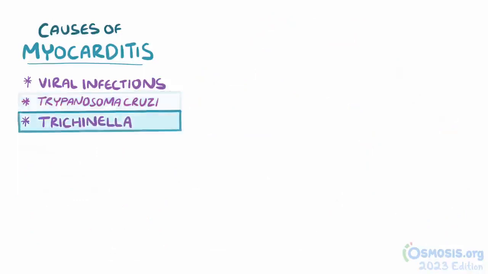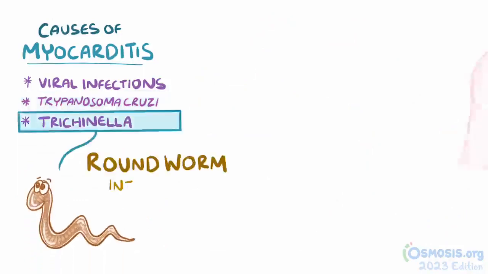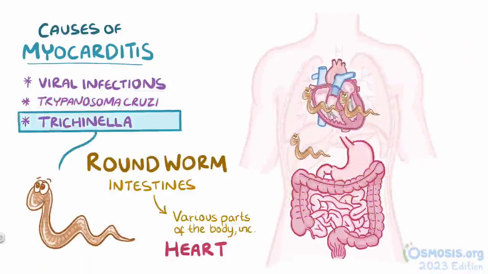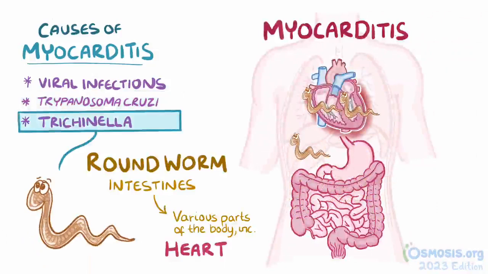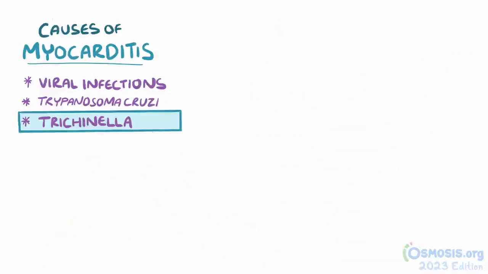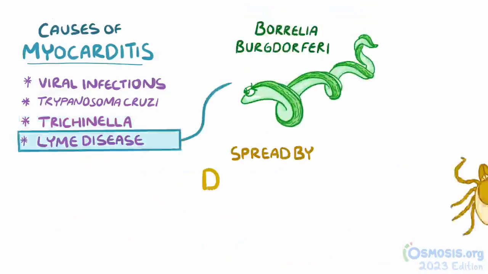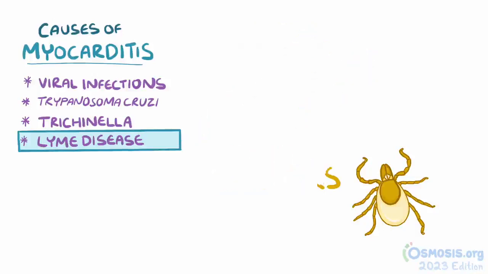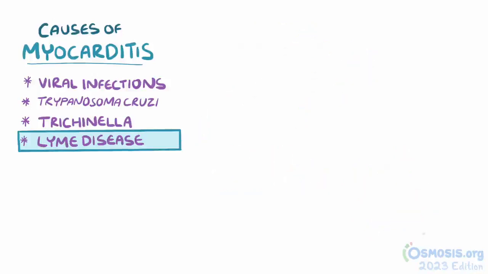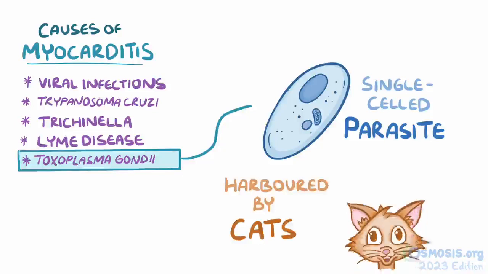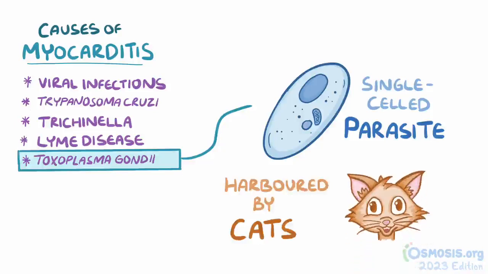There's also Trichinella, a roundworm that moves from the intestines into various parts of the body, causing a variety of problems, including myocarditis. Myocarditis can also be seen in Lyme disease, which is caused by the bacteria Borrelia burgdorferi, which is spread by deer ticks. Finally, in immunocompromised individuals, there's Toxoplasma gondii, a single-celled parasite harboured by cats that can cause myocarditis.